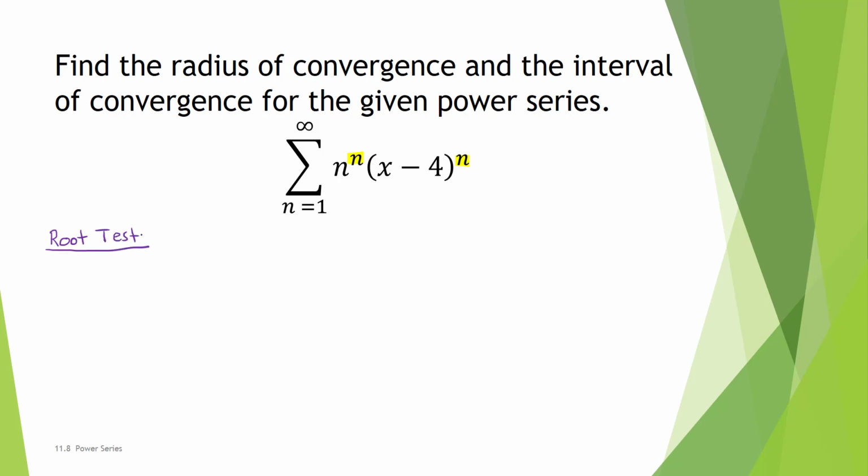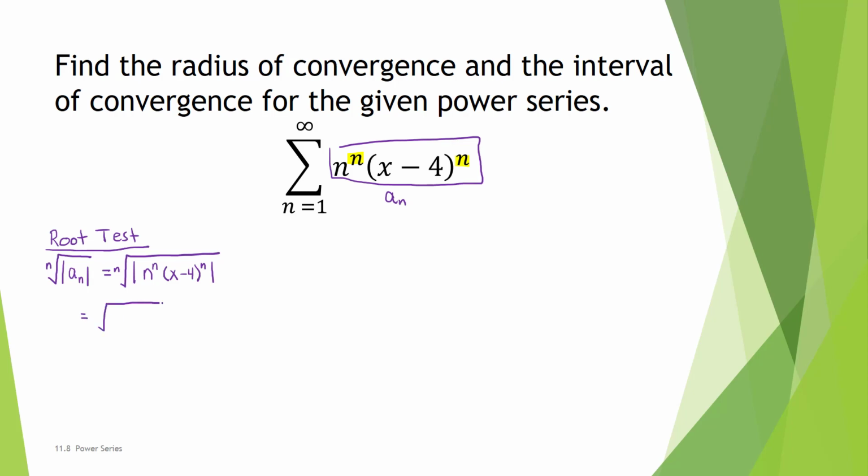For the root test, I need to look at the nth root of the absolute value of the term a sub n. So that gives me the nth root of the absolute value of n to the n power times (x minus 4) to the n power. I can rewrite the radicand here as the quantity n times the absolute value of x minus 4, all raised to the nth power. Then the nth root of this nth power just gives us n times the absolute value of x minus 4.